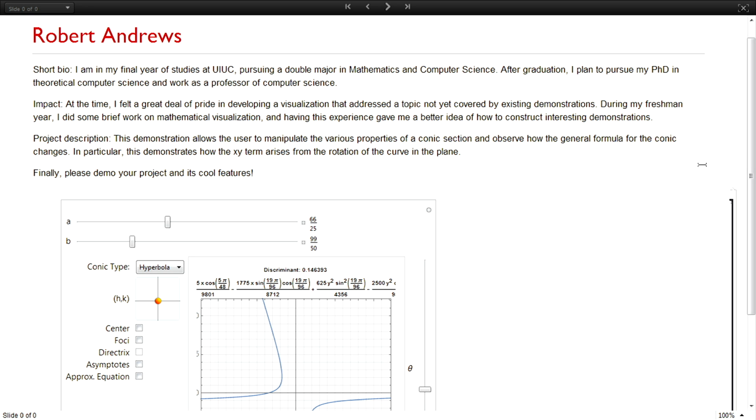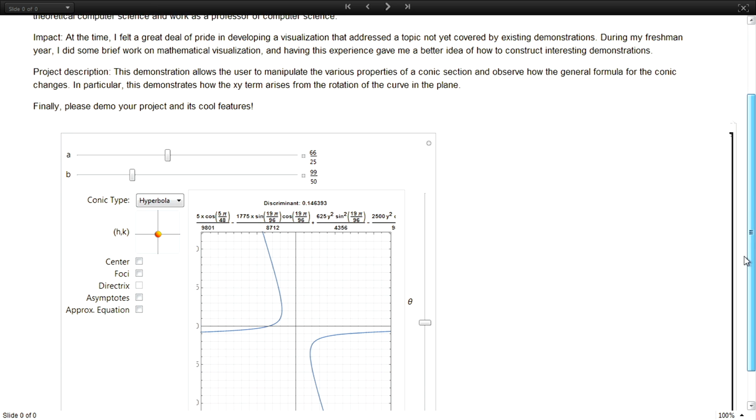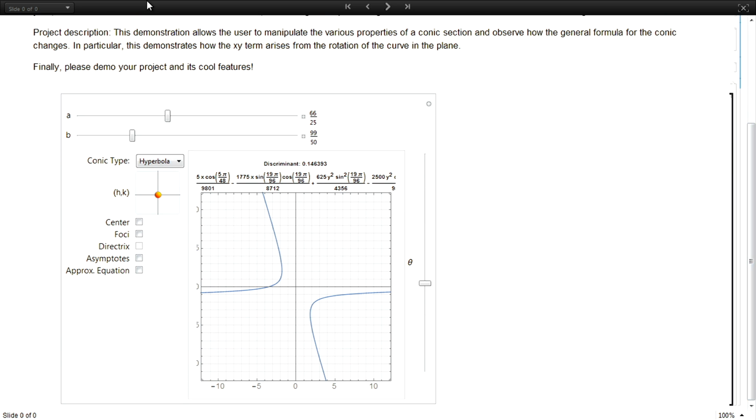In terms of my demonstration, when I was back in high school, I was particularly interested in looking at conic sections and how the formulas actually mapped out to the geometry of the curves. So what I did is just wrote up a little demonstration where you can pick your favorite conic section.